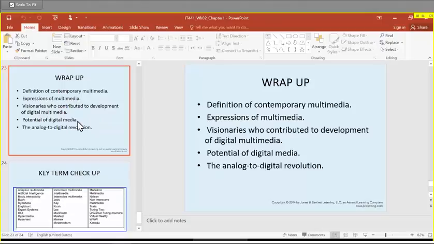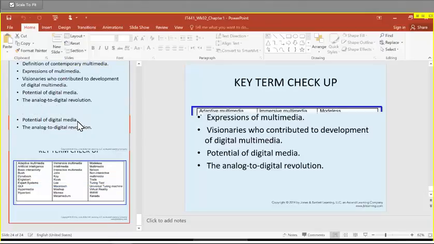So if we sum up or conclude these things, then we have a definition of contemporary multimedia and the expressions of multimedia, and visionaries who contributed to the development of digital multimedia and the potential of digital media. And then we have studied the analog to digital revolution.